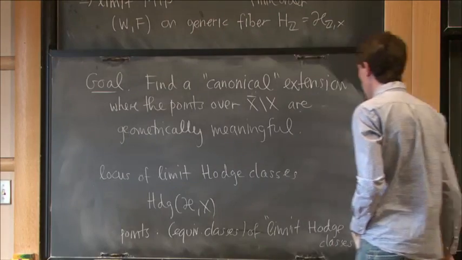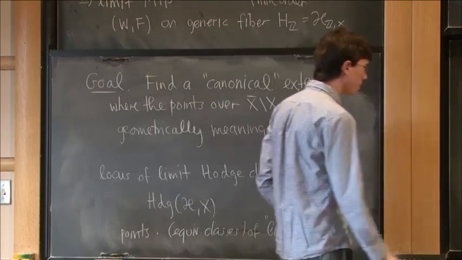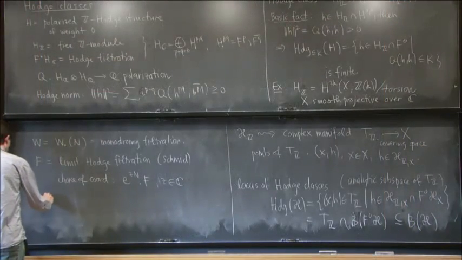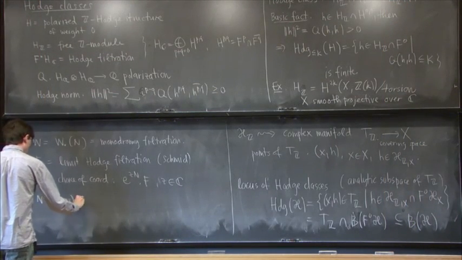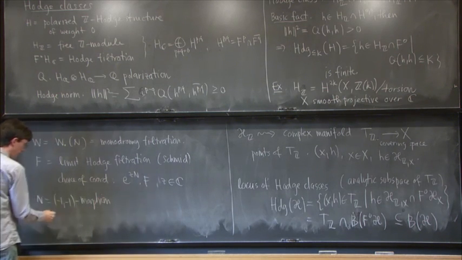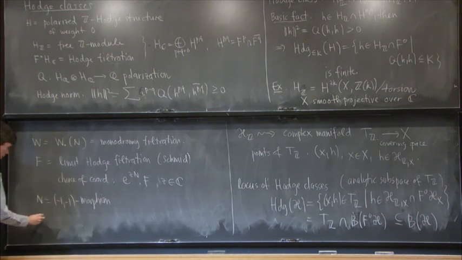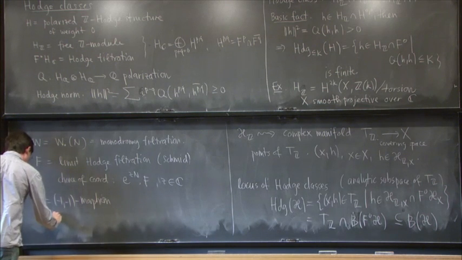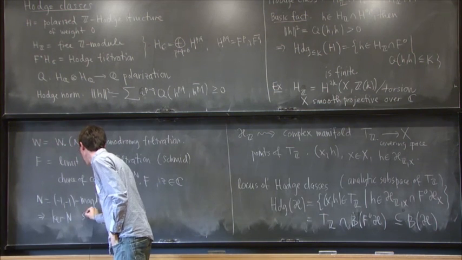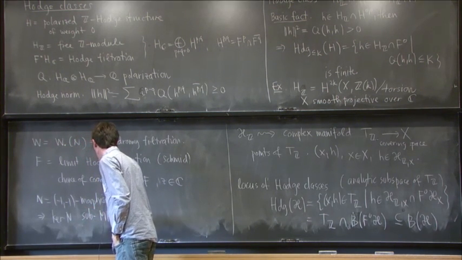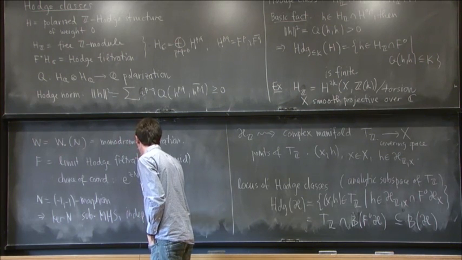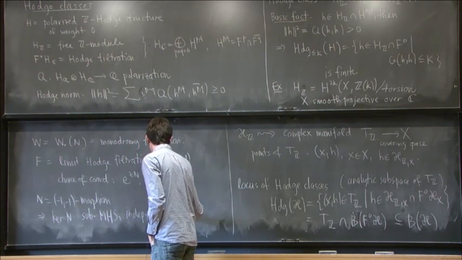Now this N is a morphism of this mixed Hodge structure of type (-1,-1). And so if I look at the kernel of N, then this is actually a sub-mixed Hodge structure, which is now independent of the choice of coordinates.